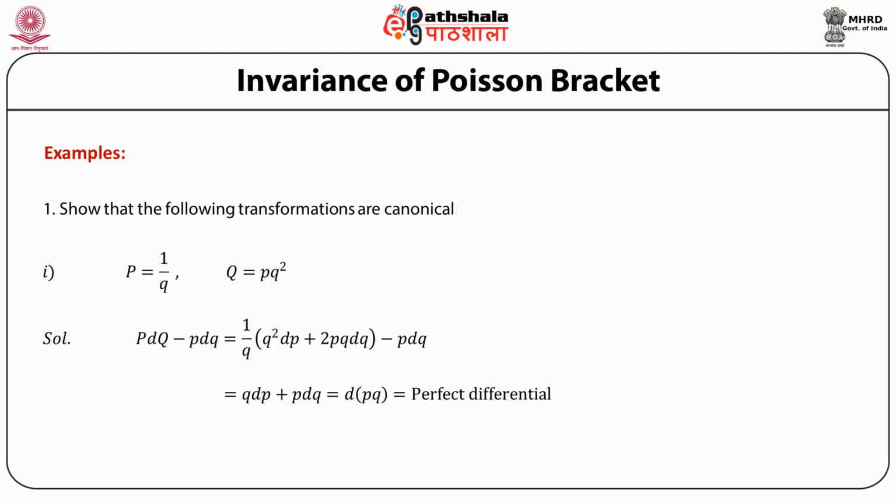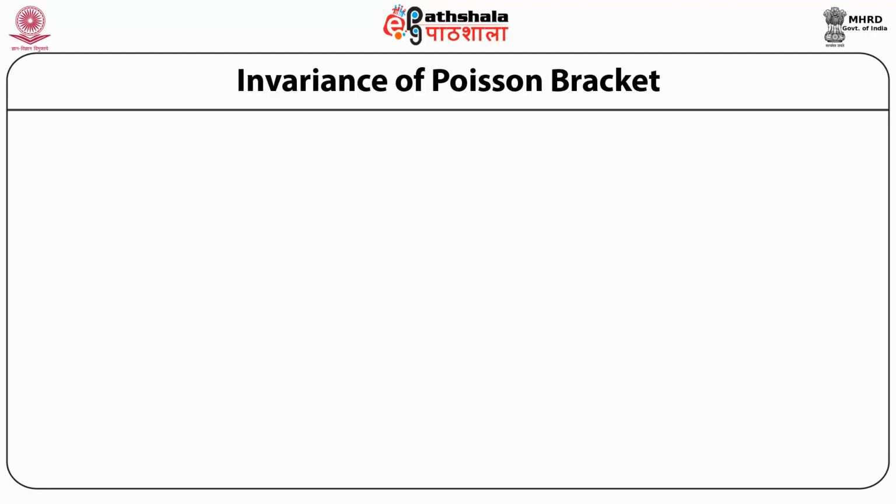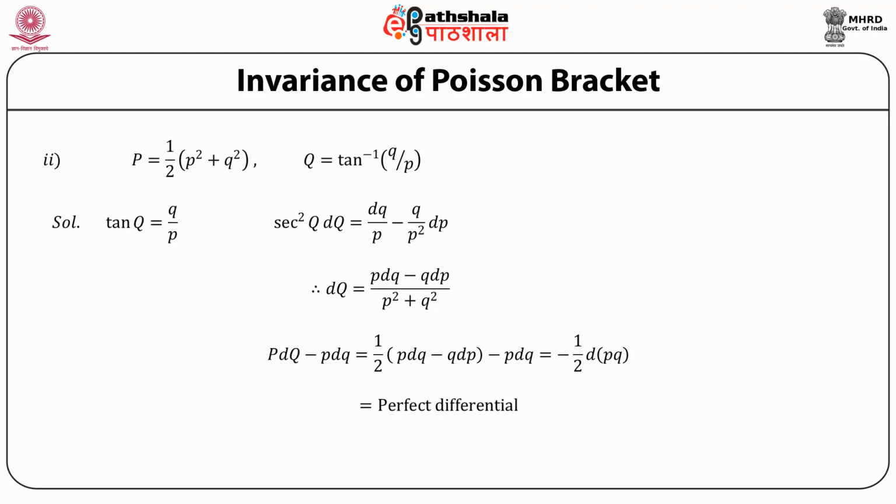So the example we want to consider is a transformation where the new momentum is defined as 1 by q. The new momentum is the inverse of the old coordinate, and the new coordinate Q is the product of the old momentum and the old coordinate square. To show that this transformation is canonical, if we are able to show that capital P dQ minus small p dq is a perfect differential, then this transformation would be canonical. So, taking the differentials dQ and dq and substituting them, we find that this expression is equal to q dp plus p dq, which is the total derivative of p times q, which is a perfect differential.